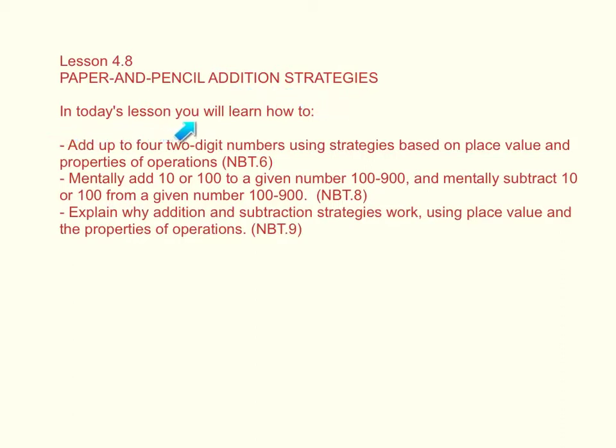In today's lesson, you will learn how to add up to 4 two-digit numbers using strategies based on place value and properties of operations. You will mentally add 10 or 100 to a given number, 100 through 900, and mentally subtract 10 or 100 from a given number, 100 to 900. You will explain why addition and subtraction strategies work using place value and the properties of operations.